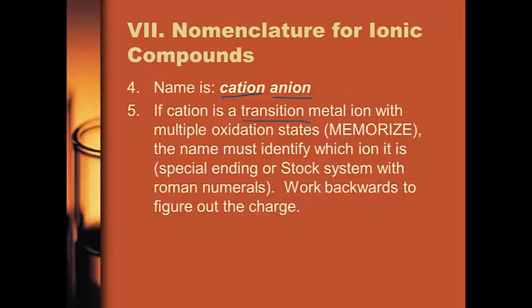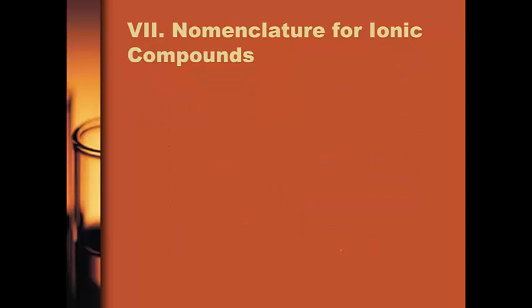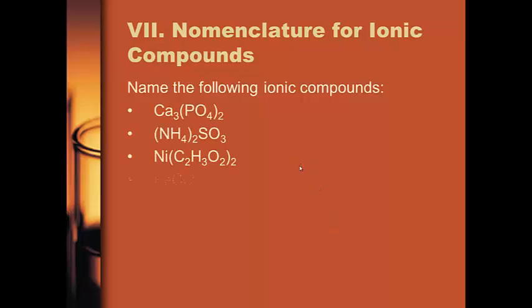So you have to be able to figure out what charge this ion has. Work backwards to figure out what the charge is. Remember, if it's XAYB, that means B was the charge for that one, A was the charge for that one. And you have to be able to recognize your polyatomic ions by sight. Okay, so name these compounds. Pause, come back, and check your answers.